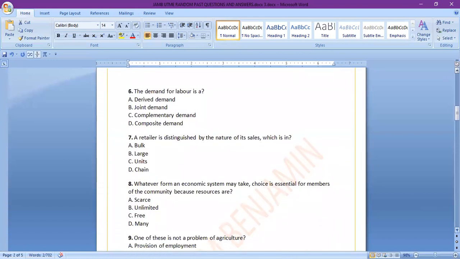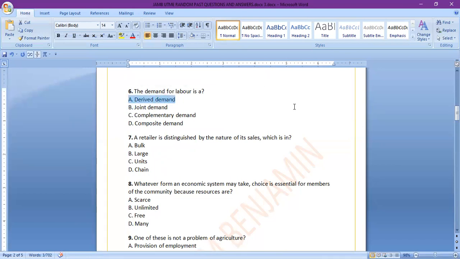Number 6, demand for labor is A, derived demand. B, joint demand. C, complementary demand. D, composite demand. All these options, you know them. So the answer is what? Derived demand. I believe you all know what derived demand is.